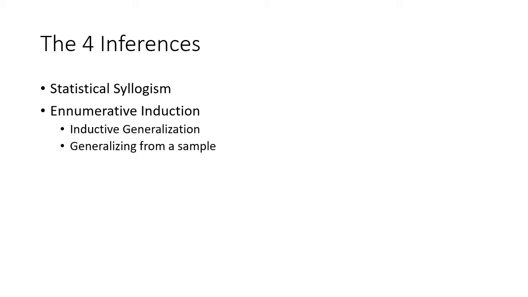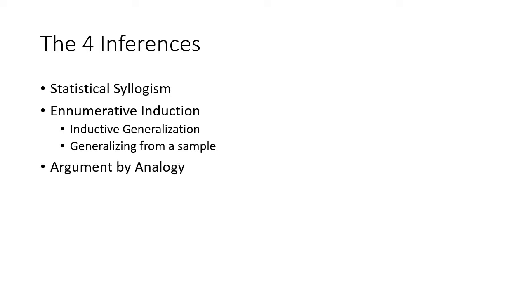Okay, so there are four inferences that we're going to discuss in this slideshow. The first is statistical syllogism. The second is enumerative induction, sometimes called inductive generalization or generalizing from a sample. With statistical syllogism, we usually say that we're going from general premises to a more specific conclusion. With enumerative inductions, or generalizing from a sample, the direction is reversed. We're going from more specific premises or data to a more general conclusion.